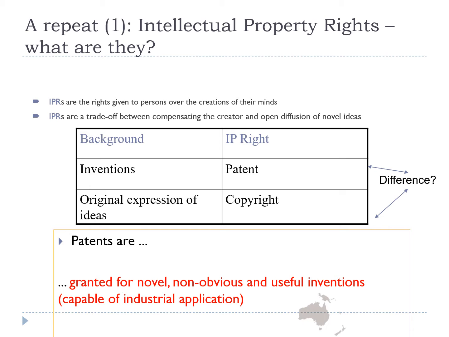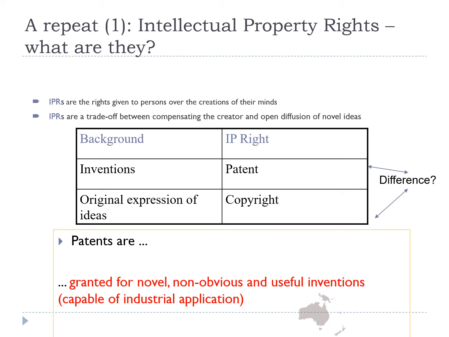But on the other hand, the trade-off is open diffusion of these novel ideas. And let me tell you what that means. So what the IPR will give them are certain rights to use their intellectual property in a certain way, but as a price to pay, it means that they need to be disclosed. For example, when you register a patent, you need to describe what the patent is all about, what's inventive about it, okay? And so we have different types of intellectual property rights depending on what they protect.